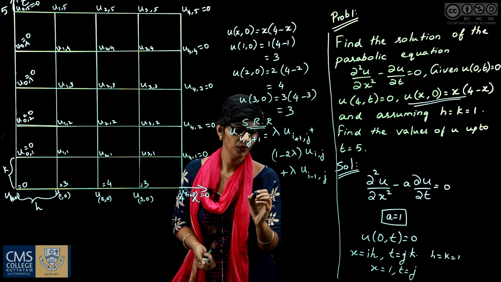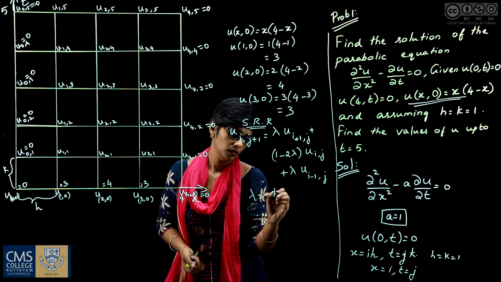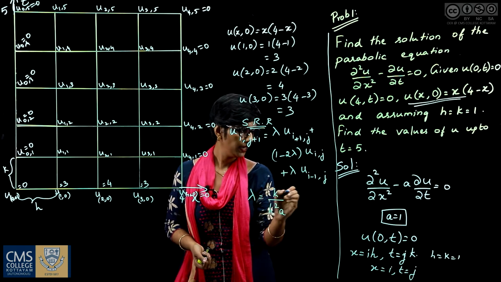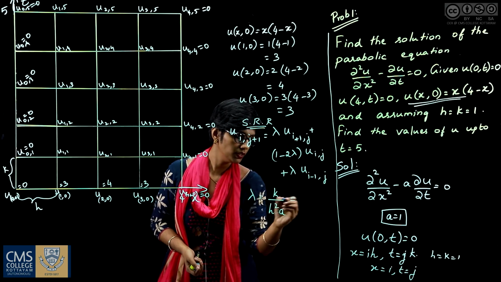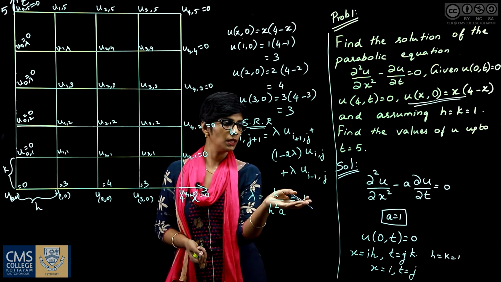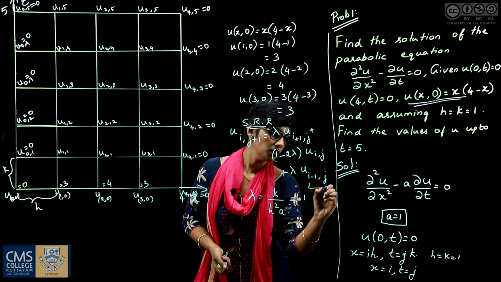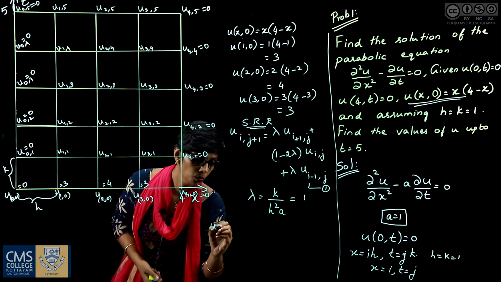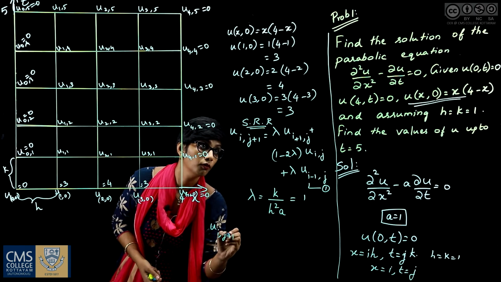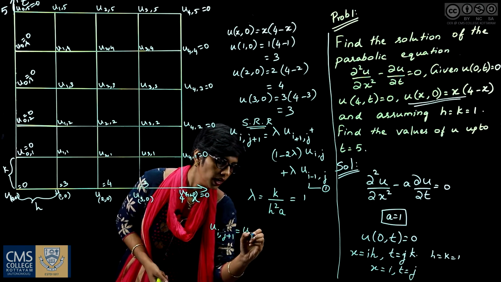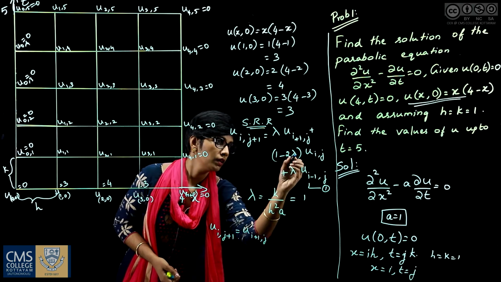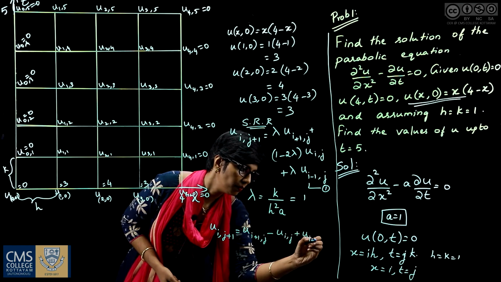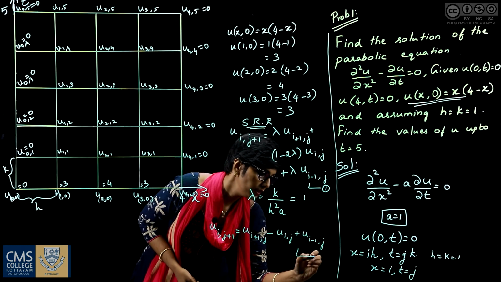Here we have lambda is equal to k by h square a. We know the values of k, h and a. So substituting that we get lambda is equal to 1. So let this equation be 1. Now we substitute the value of lambda here. So we get the equation u of i, j + 1 is equal to u of i + 1, j minus u of i, j plus u of i − 1, j. So this is our main equation.